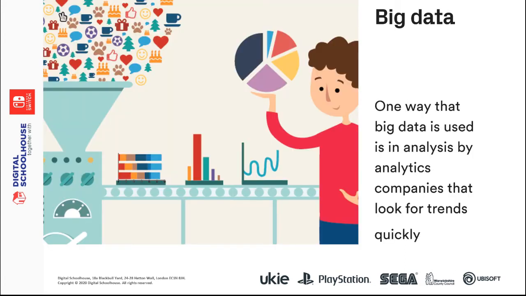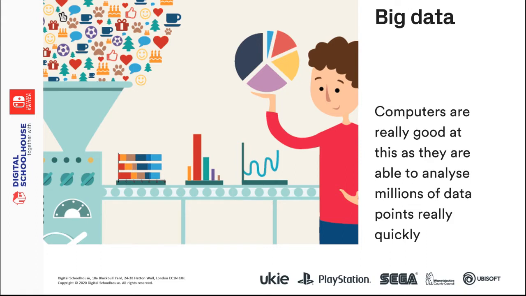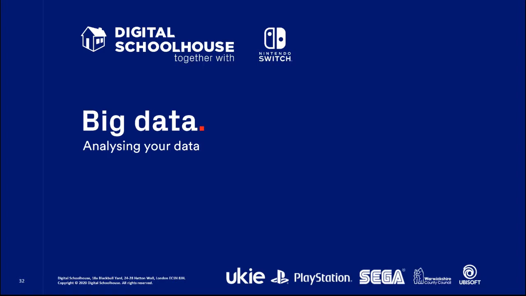So one way that big data is used is in analytics companies that look for trends quickly. People want to know things really quickly nowadays. They don't want to wait for ages to see whether people like something or they don't like something. They want to know straight away. One of the ways that companies can do that is by looking at the big data that people are sharing on social media. Computers are really good at looking for trends in data, as they're able to analyse millions of data points really, really quickly. So how do they do this?